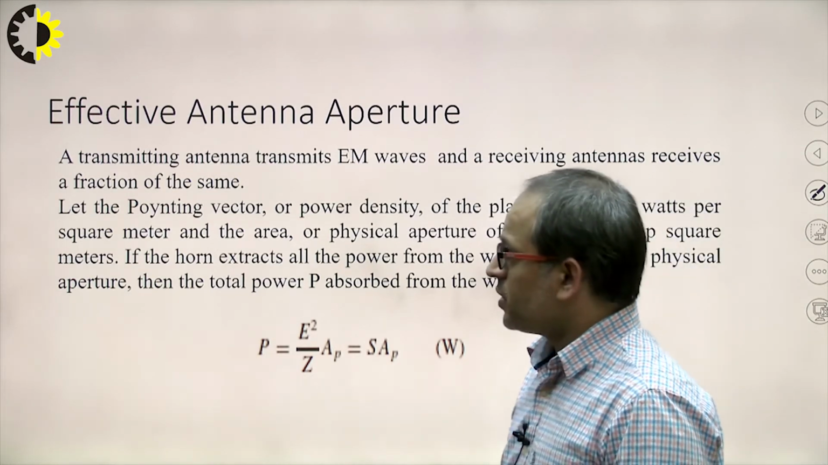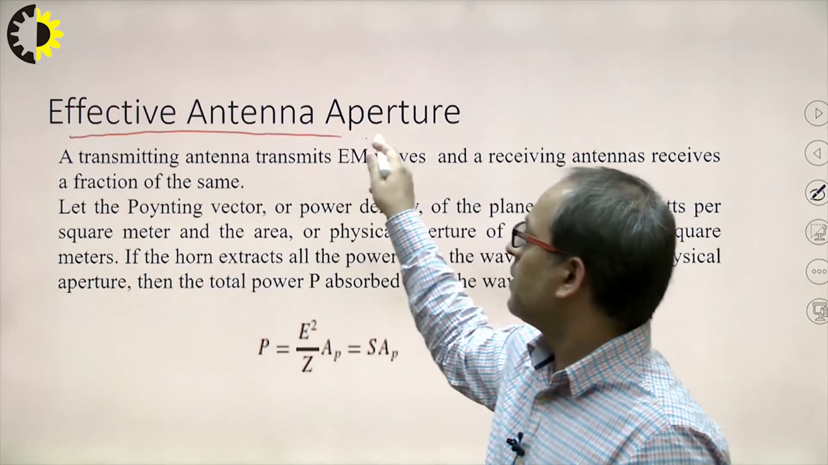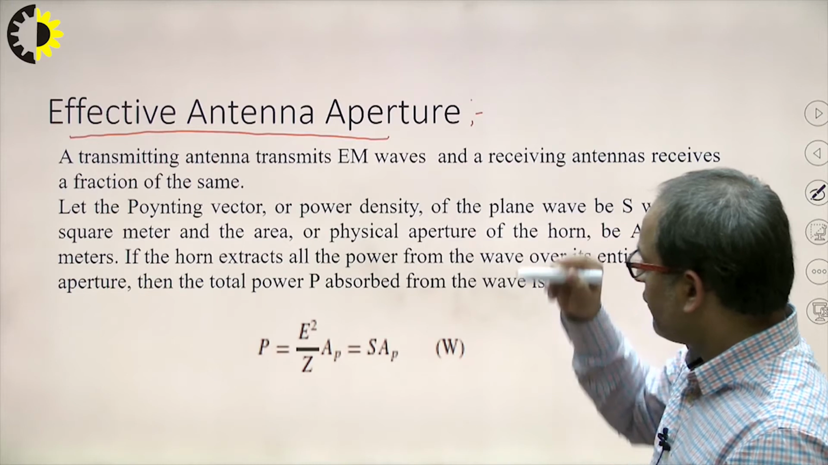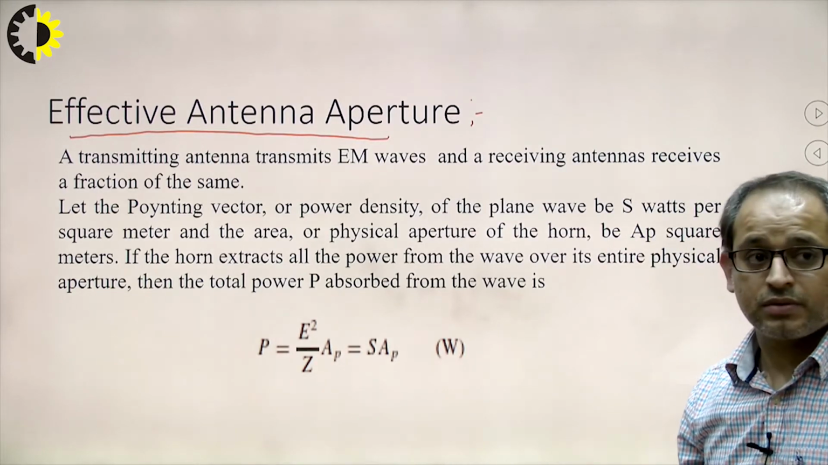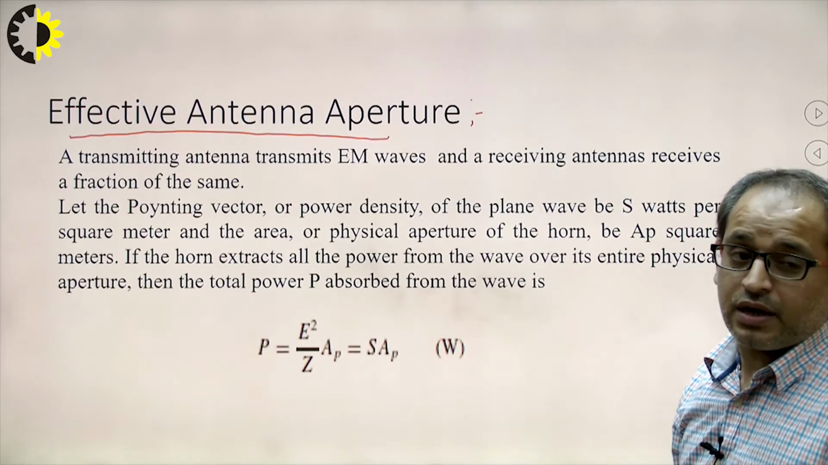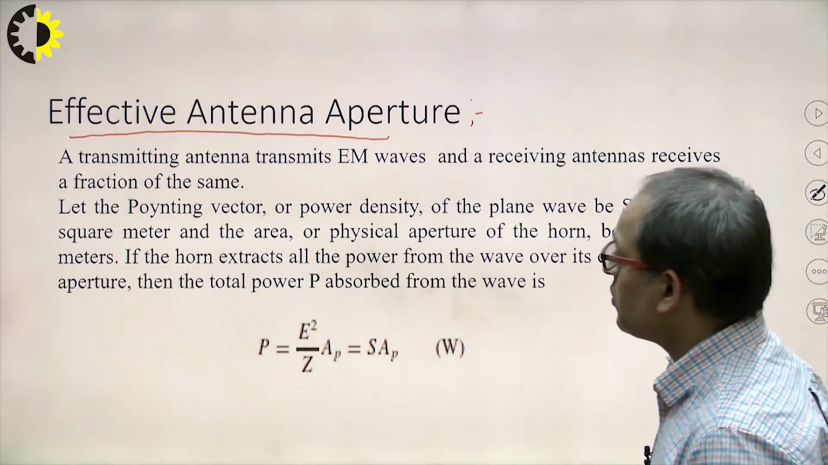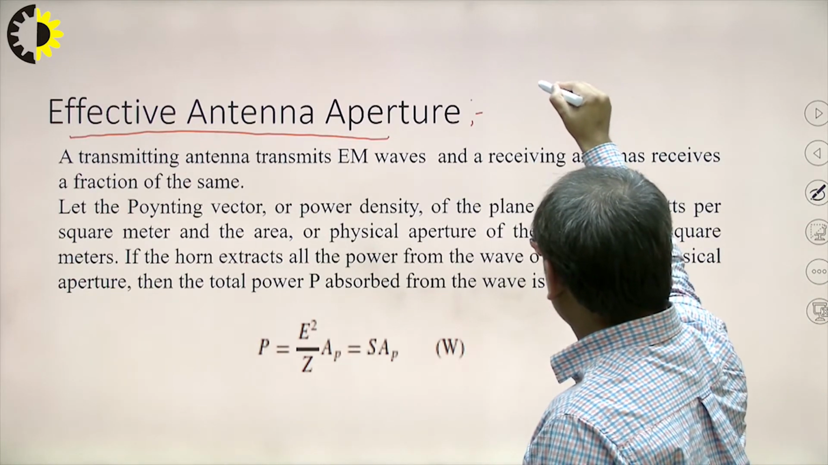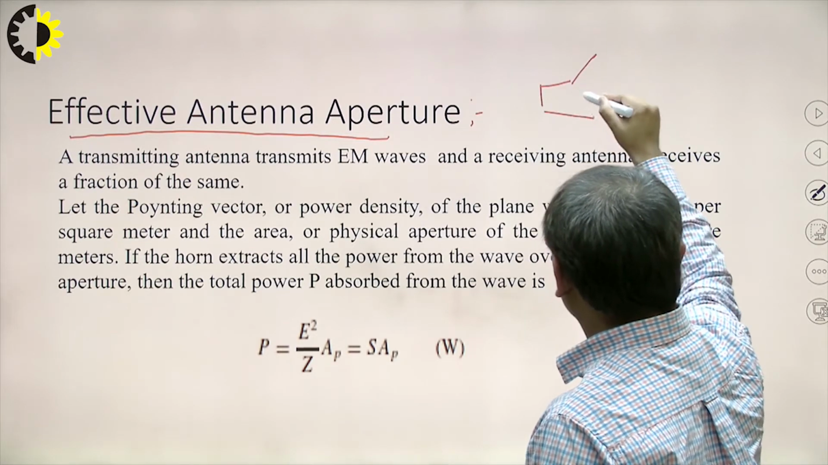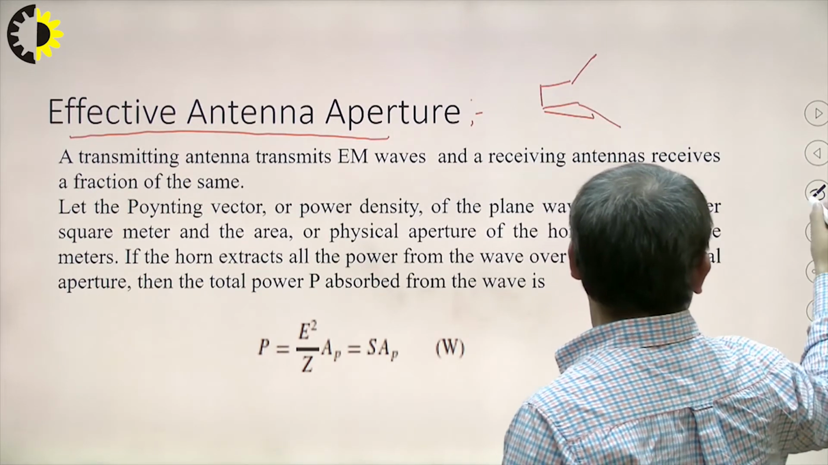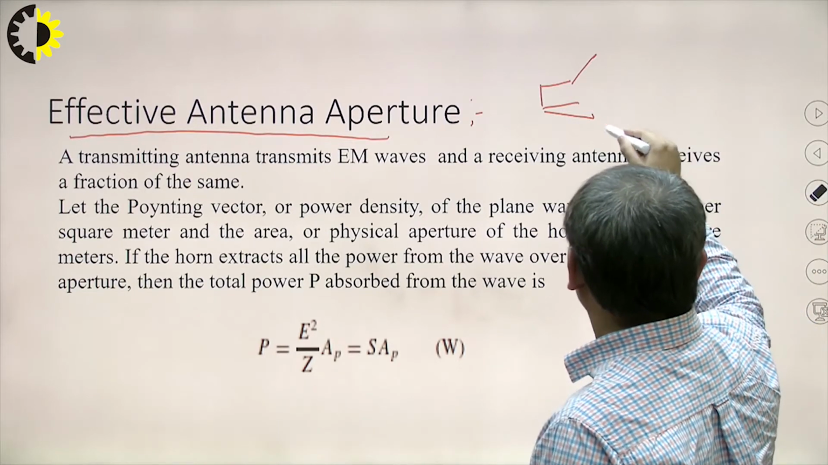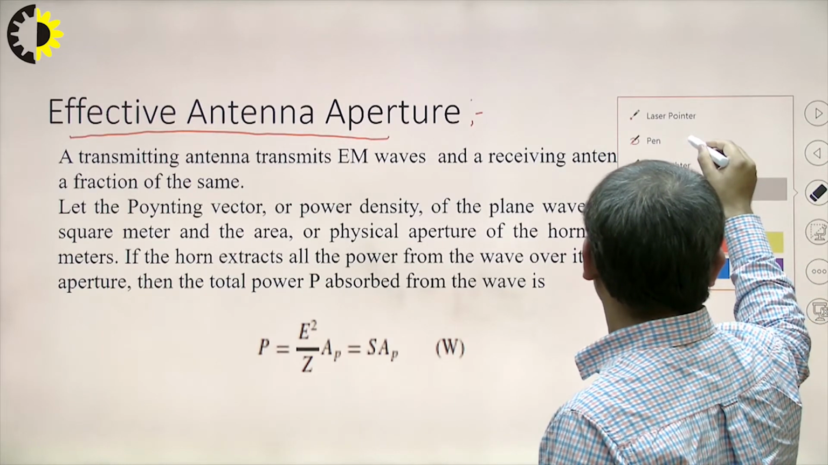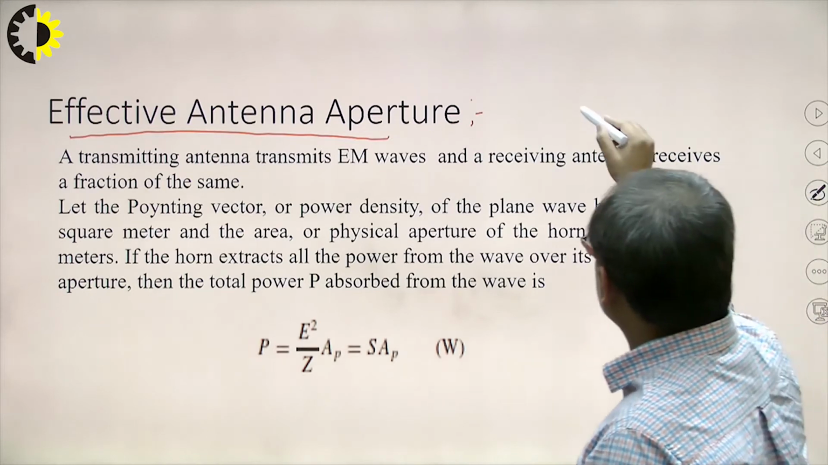The next topic is the effective antenna aperture. This is another fundamental basic parameter of the antenna, the effective antenna aperture. Now see, let's say this is an antenna placed here.